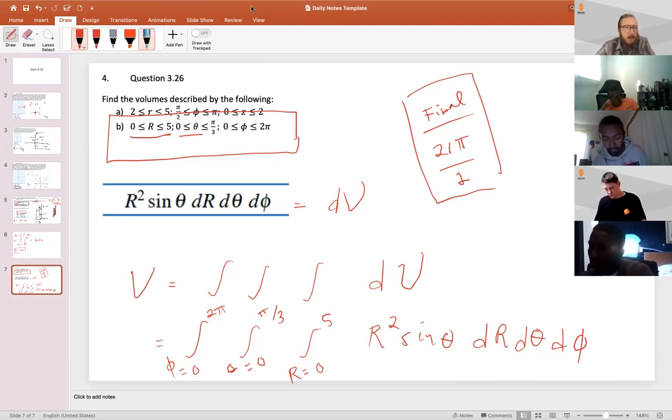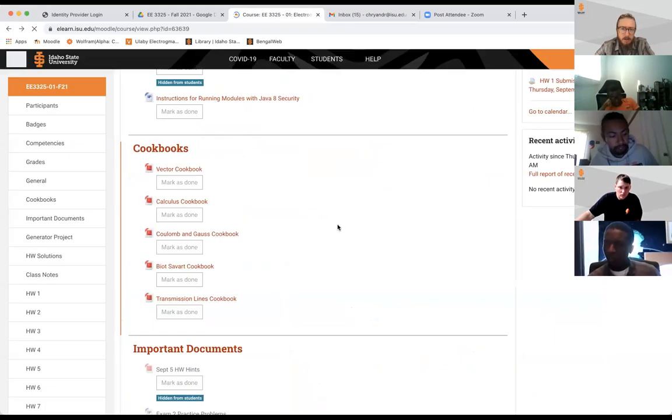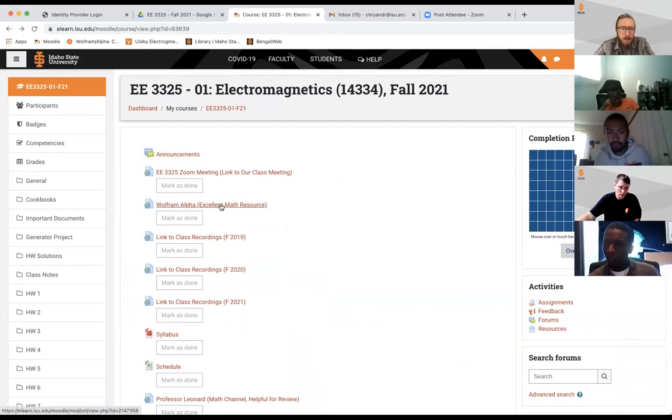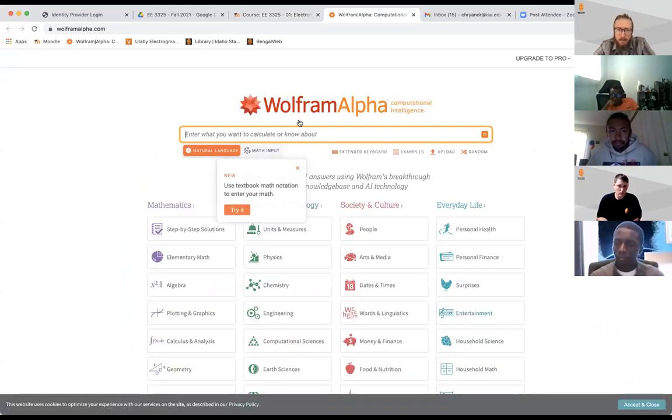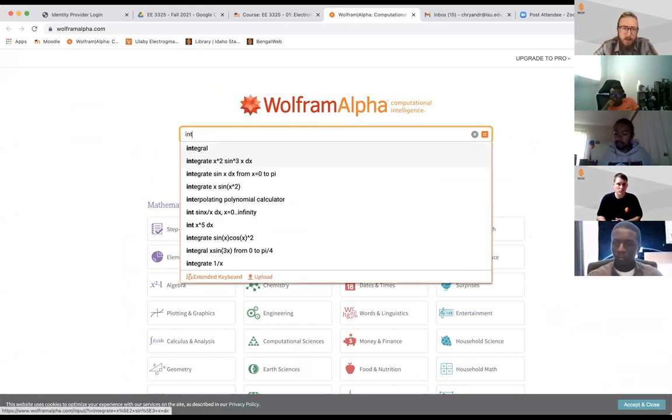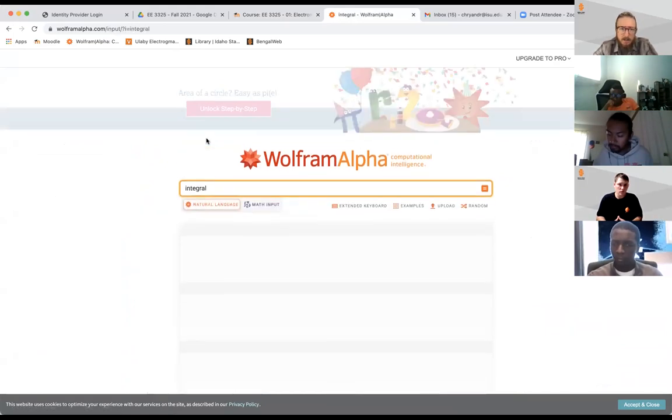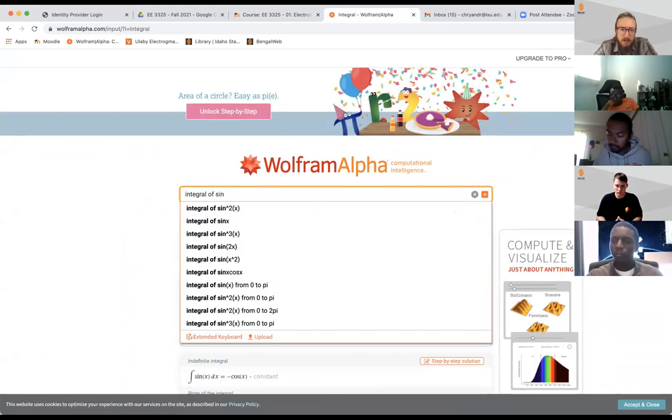I do want to point out a couple other things now that we're close to the end of class, a couple other helpful tips for you all. So on this first page, are you seeing the Moodle page right now? Okay, perfect. Have any of you ever used Wolfram Alpha, the online tool? Yeah. Okay, that's good. I think this is something that is very helpful. We're going to be doing lots of integrals. Let's just do sine of x.